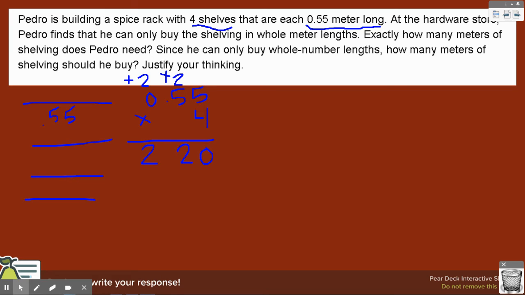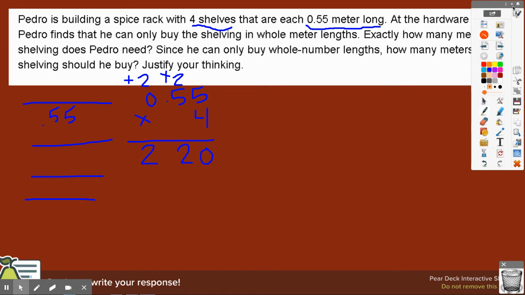Now is when we have to remember that when we are multiplying by decimals, we can ignore those decimals at the beginning, but we can't ignore them forever. So our original factor had 2 places behind the decimal, so our answer should have 2 places behind the decimal, putting our decimal right there. So we have 2 and 20 hundredths meters long.